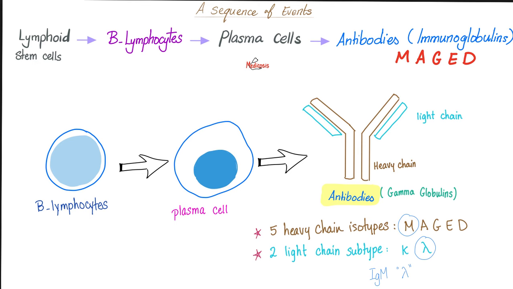The heavy chains could be M, A, G, E, or D. That's why we say IgM, IgD, IgG, IgA, etc. The light chains could be kappa or lambda. So you pick one from here and one from here. For example, this antibody could be IgM lambda.